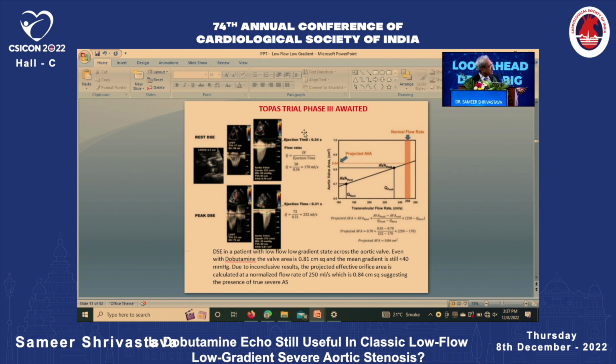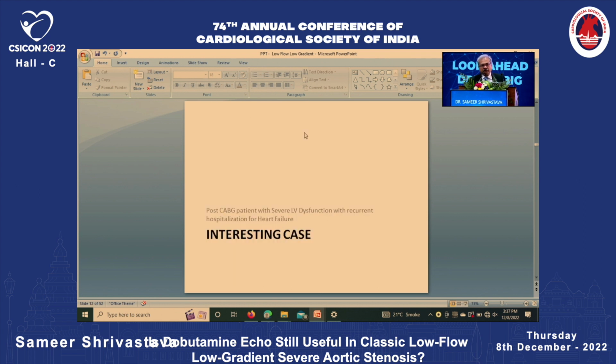So this is the study which we are all awaiting for, in which there is a dopamine stress echo, and plus what they are doing is that they have given a constant flow and calculated the effective orifice area with a constant normalized flow rate of 250 ml per second of saline. And they have suggested that if the calculated aortic valve area is lesser than 0.8, probably this is a very beneficial thing. Now, this is a true case and very interesting.